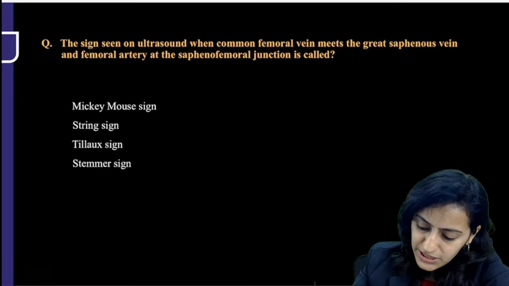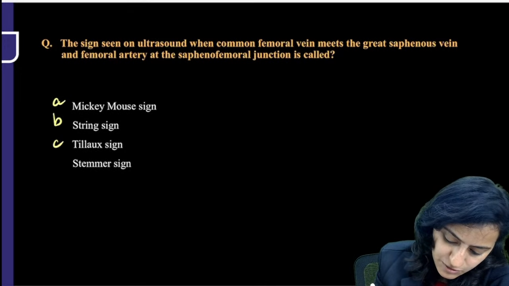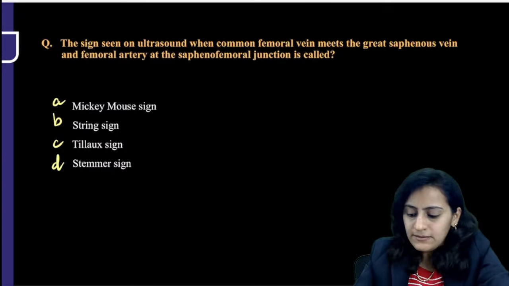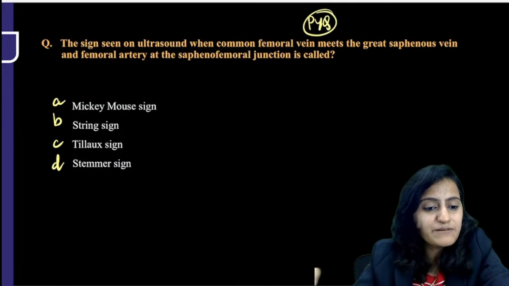Okay, going on to the next question. This is a previously asked question again. This has been asked in one of the previous NEET PG exams.